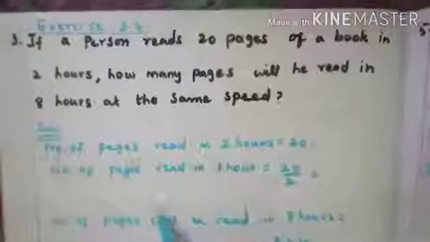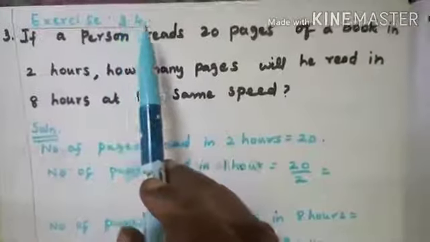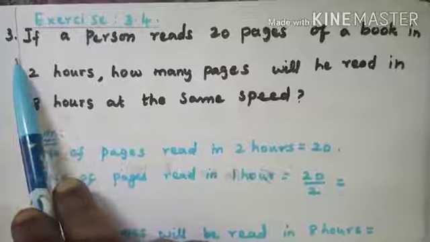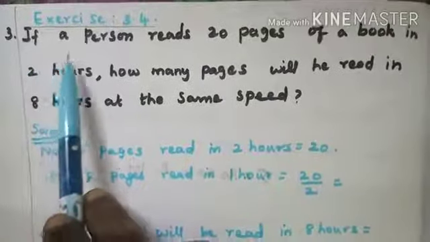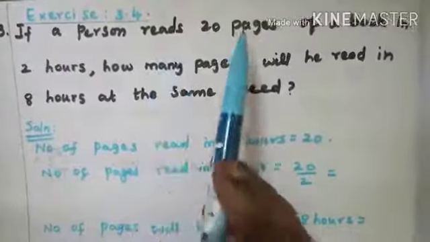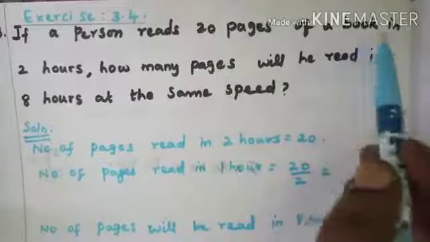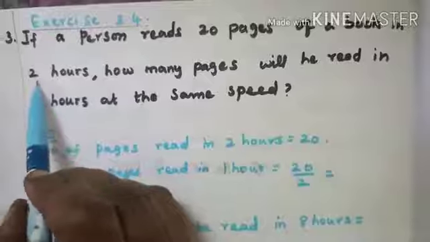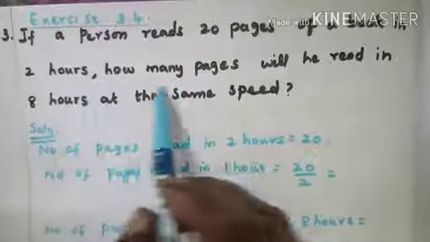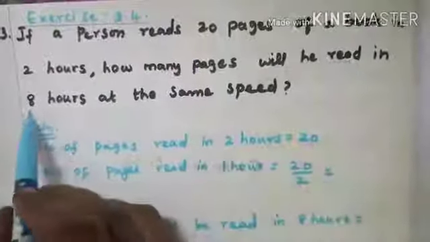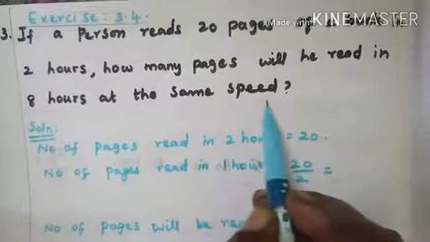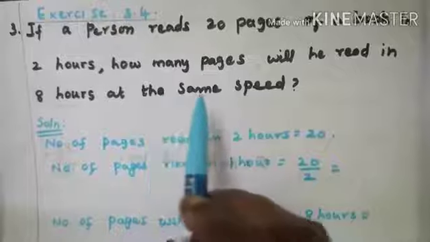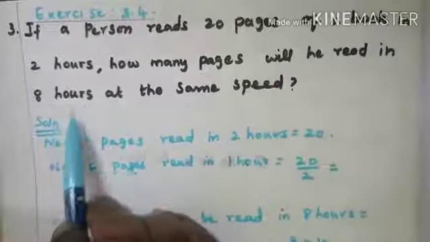Okay? Exercise 3.4, third question. First is fill up, second true or false. So the third question we are going to write. If a person reads 20 pages of a book in 2 hours, how many pages will he read in 8 hours at the same speed?